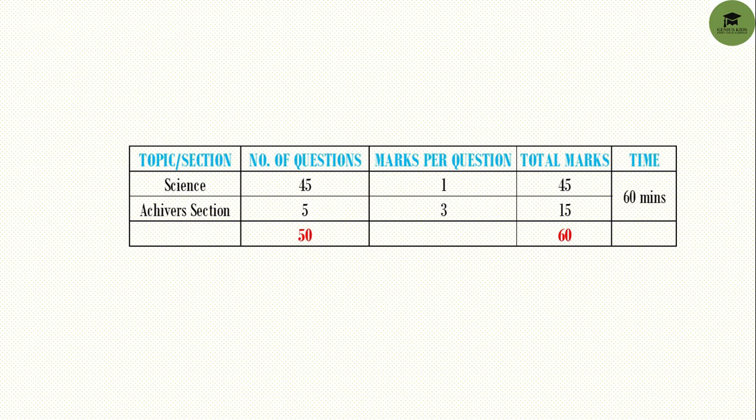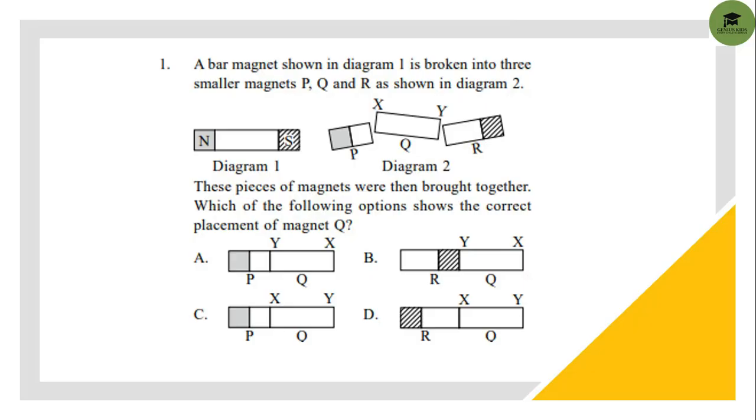This exam contains two sections, science and achiever sections. In the science section you will get 45 questions, which carry 1 mark each, so there are 45 marks in total. In the achiever section there are 5 questions with 3 marks per question, so that is a total of 15 marks. In total you need to answer 50 questions in 60 minutes, and the total marks is 60. So let's start with our questions.